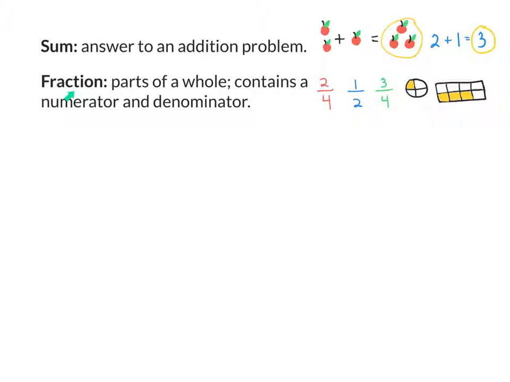Our next word is fraction. A fraction is parts of a whole. It contains a numerator and a denominator. Here are some fractions written in number form, and here are some fraction models shown.